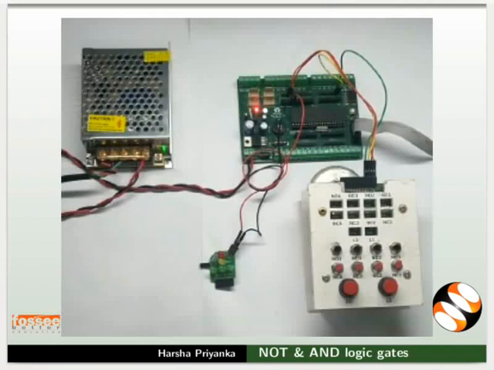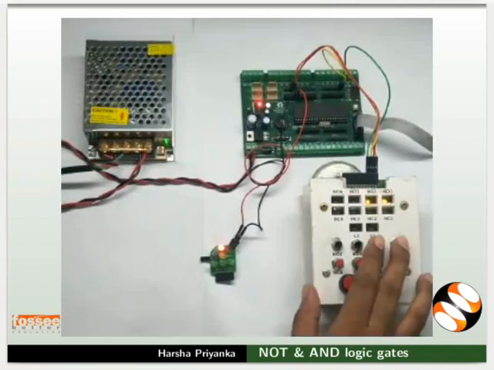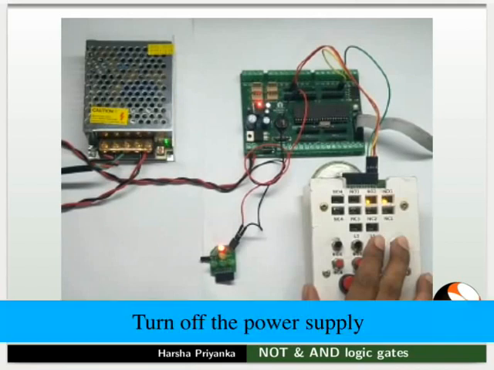We can see that the red LED is off initially. It will glow only when both NVO1 and NVO2 are pressed simultaneously. Thus, for AND gate, both the inputs, that is, contacts, should be in series. The output, that is, coil, should also be in series with the inputs. Turn off the power supply.